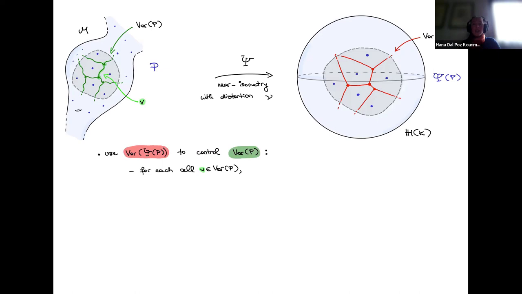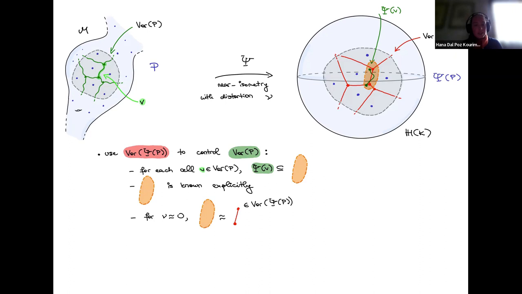Well, maybe before I go to this step, what we do is we look at the image of the point cloud P in the neighborhood, which will be psi P. And then we can consider the Voronoi diagram of these points on the sphere. Then we know that for each face of the Voronoi diagram on the manifold, the image of this face will lie in the dilated bisector of the corresponding face in the Voronoi diagram of the image. And we know precisely what this is because that's some intersection of the dilated bisectors that we calculated before.